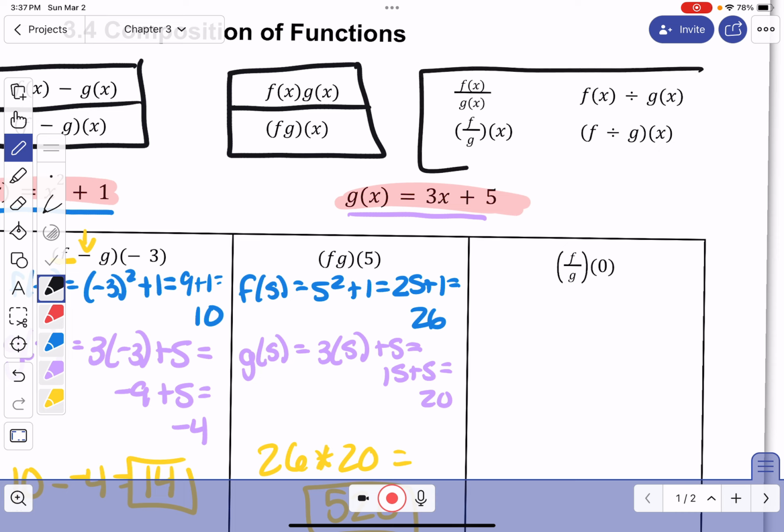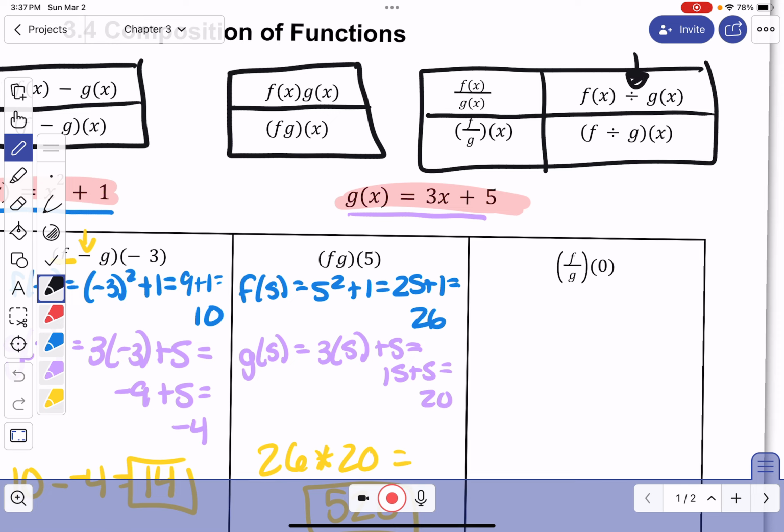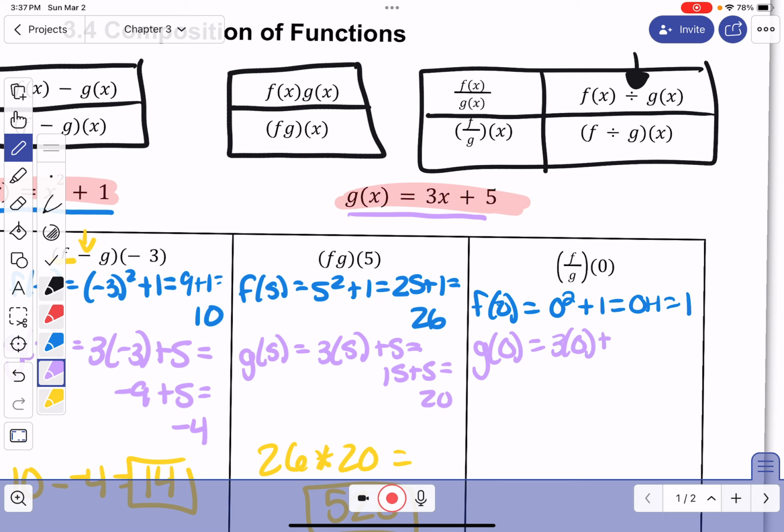The last one we're going to see for now is dividing. It looks like there's more just because we could make it a fraction or we could use a division symbol, but they're all saying the same thing. So if I plug in 0 for f, we're saying 0 squared plus 1 is 0 plus 1, or 1. Then if you say g of 0, we're getting 3 times 0 plus 5 equals 0 plus 5, or 5. And then we divide them. So 1 divided by 5 is 1 over 5, or 0.2.